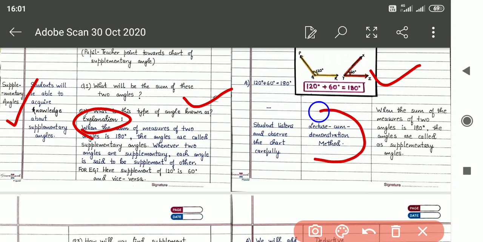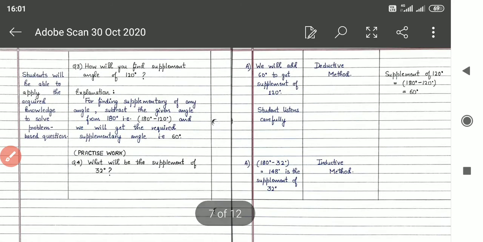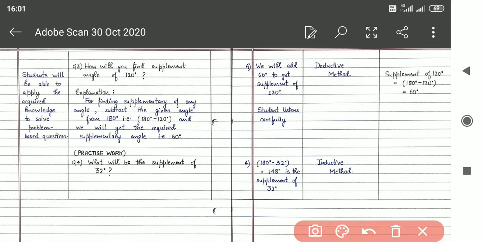Here the teacher has used lecture cum demonstration method, and few lines of explanation have been taken to the blackboard. The few important lines are taken to the blackboard. Now you can see the pupil teacher has also mentioned the expected behavioral outcome of whatever is being explained. Student will be able to apply the acquired knowledge to solve problem. The pupil teacher has told about the supplementary angles.